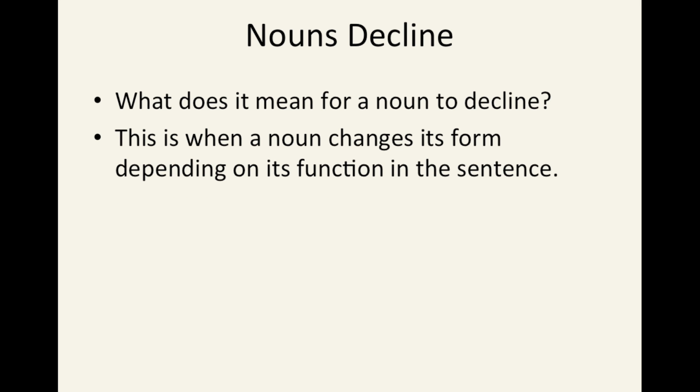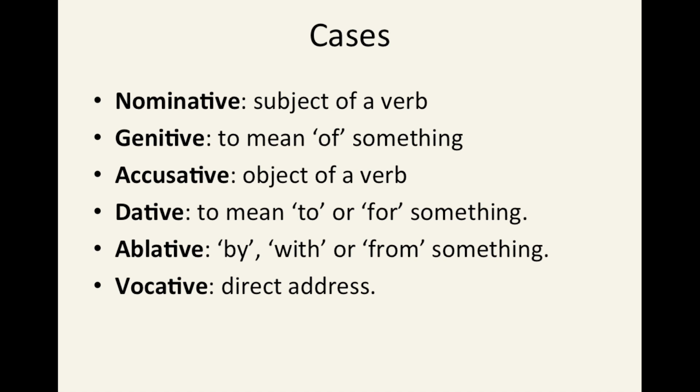Nouns decline, but what does this mean? Last time I talked about inflection, how words change their form to convey different meanings. Nouns and adjectives inflect by declining. Latin has 6 cases, 6 different forms for nouns. Here they are. The nominative case is the form of a noun when it is the subject of a verb. The genitive translates to of something.